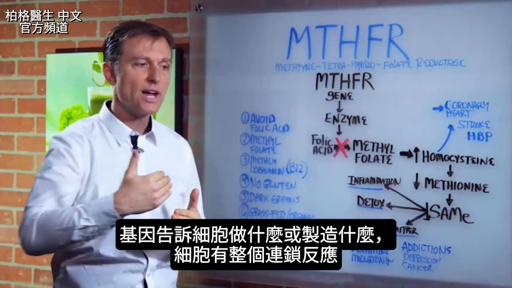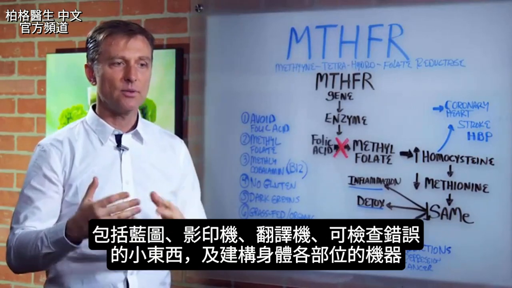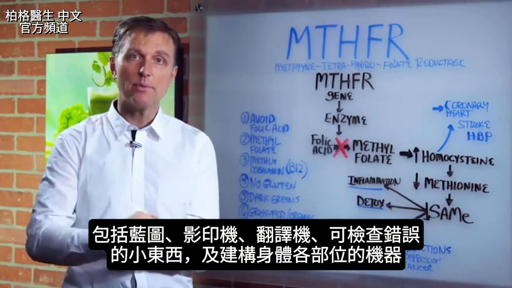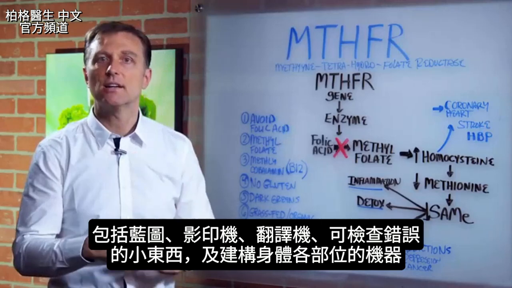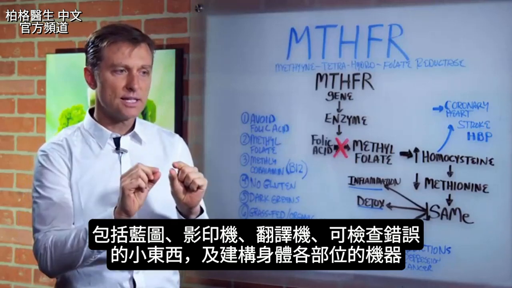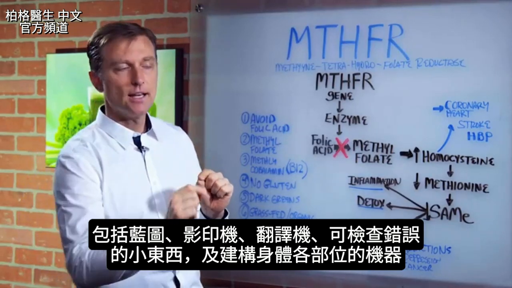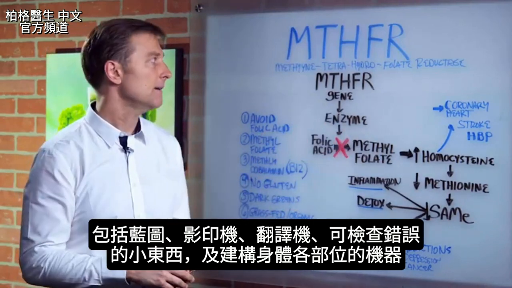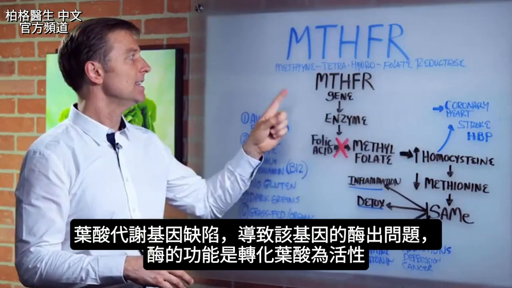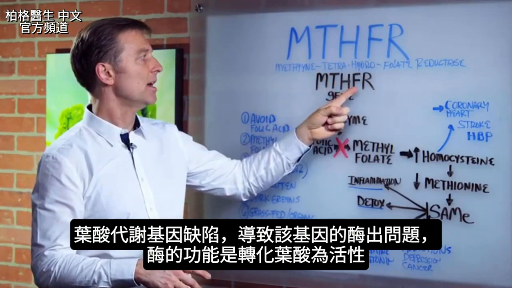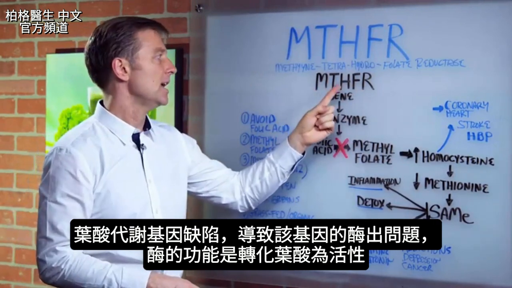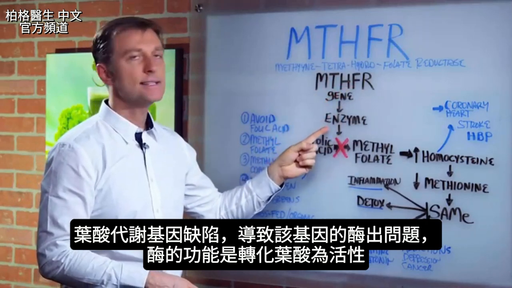And you have this whole chain reaction in the cell. You have the blueprints, you have a copy machine. You have literally a copy machine in your cells. You have a translator. You have little things that help check for errors. Then you have another machine over here that builds the different body parts, okay? Well, a defect in this specific MTHFR gene causes a defect in the MTHFR enzyme, okay?